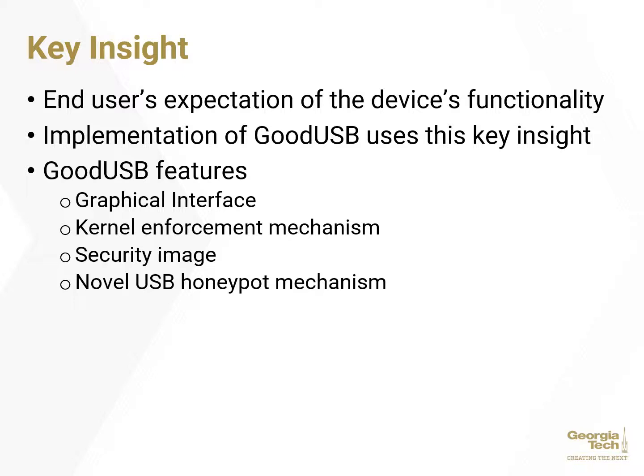GoodUSB has four features: a graphical interface that prompts users to describe the device's identity, a kernel enforcement mechanism that denies access to features that fall outside of the selected device's description, a security image system to simplify device administration using security pictures, and finally, a novel USB honeypot mechanism to profile BadUSB attacks and to log all communication that the USB attempts in a virtual environment.